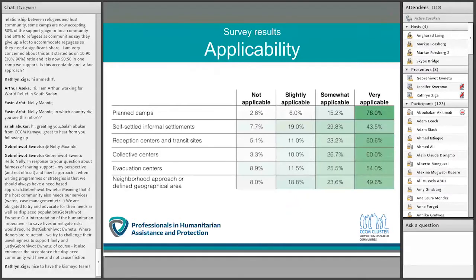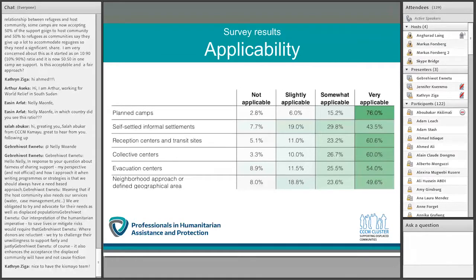Then, when asked to think about specific types of camps and camp-like settings, the results looked somewhat different for different types. And I would highlight here in particular that respondents found that the standards applied less to self-settled informal settlements and only somewhat more to neighborhood approaches or defined geographical areas. So those two, while there was overall support in all the settings, had a little bit less support.